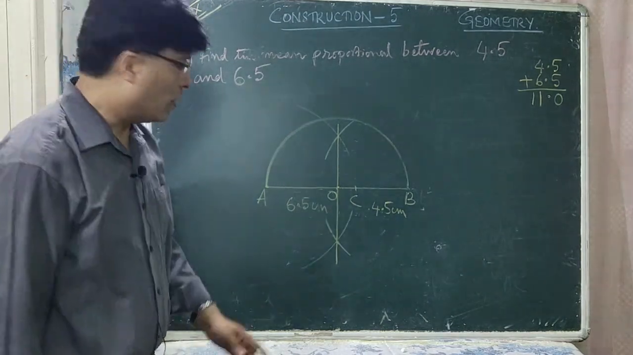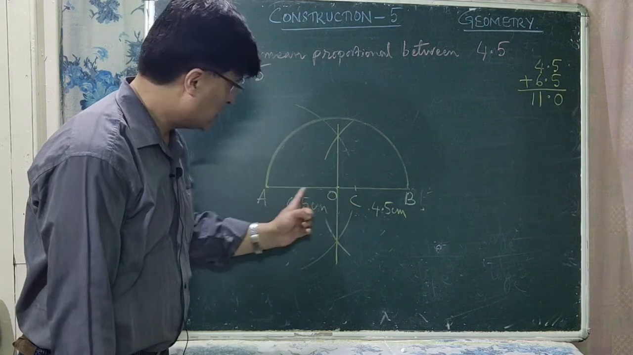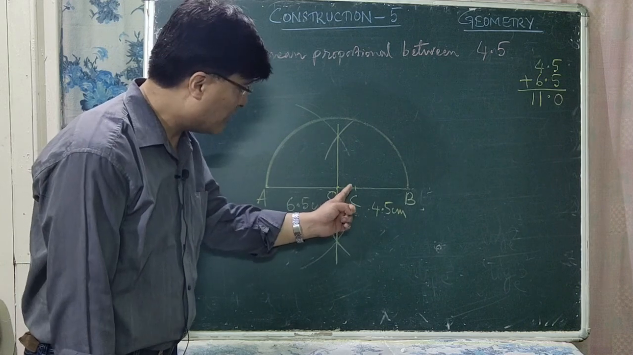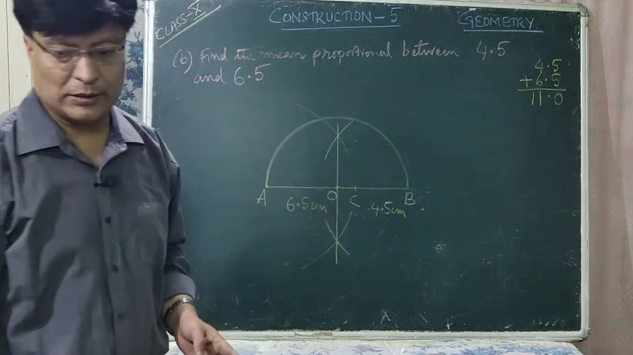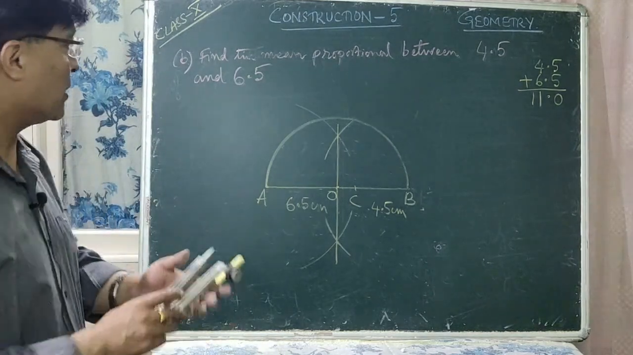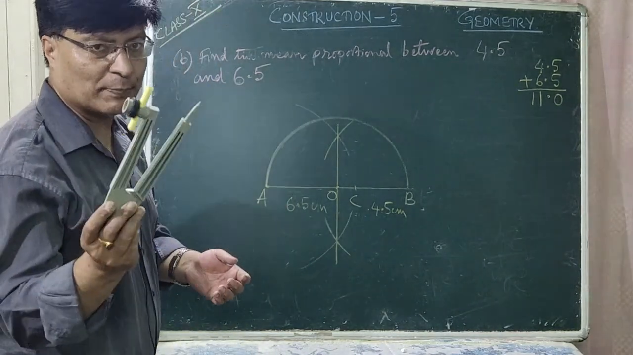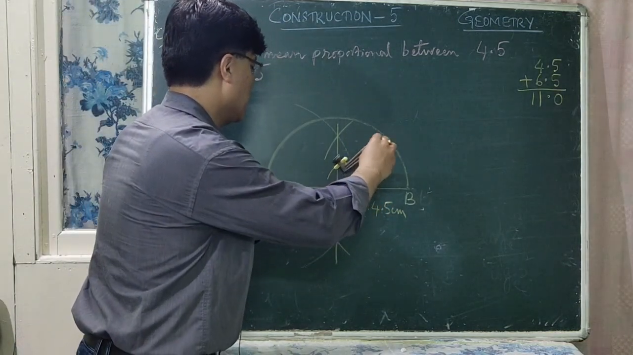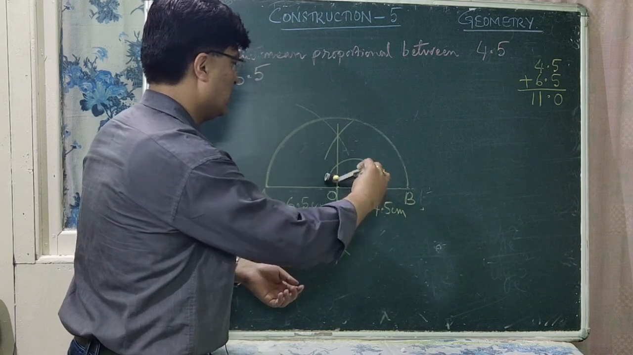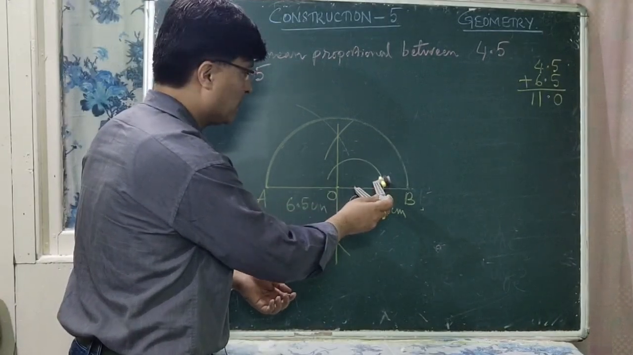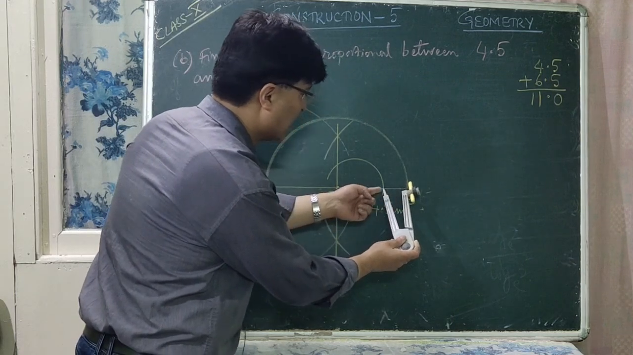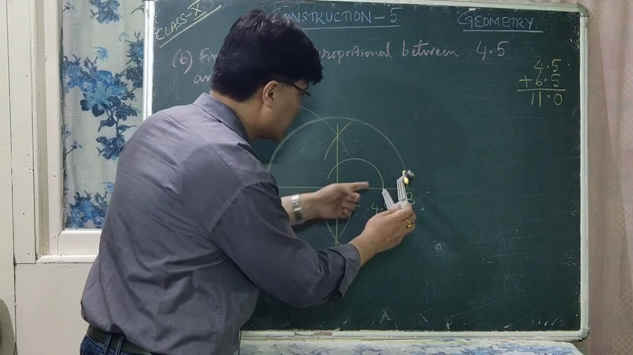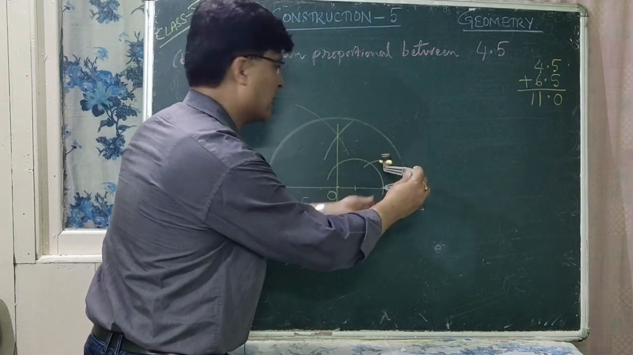Now what will you do? From this point C, AC is 6.5 centimeter and CB is 4.5 centimeter. From this point C, you have to draw a perpendicular. You know how to draw a perpendicular, right? So let us draw the perpendicular now. Take a compass, and from point C draw an arc. Keep the pointed needle at this point again. Don't change this compass now.